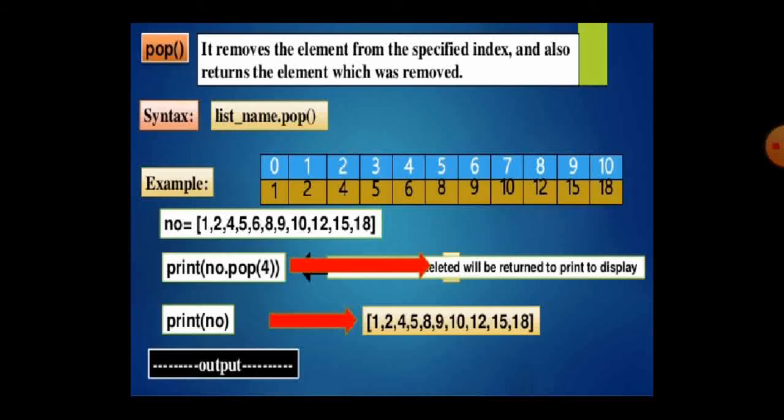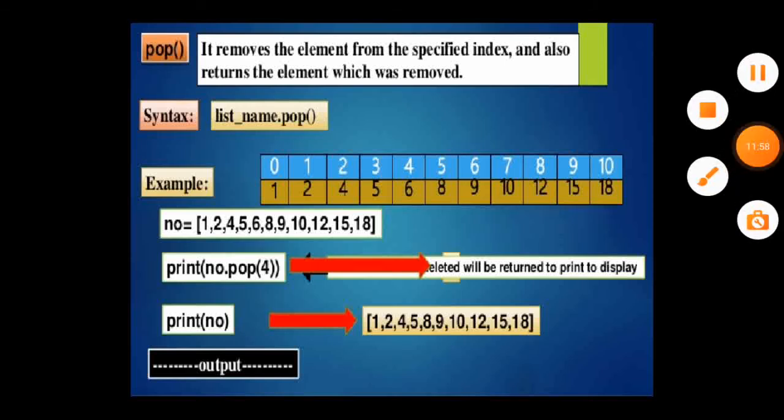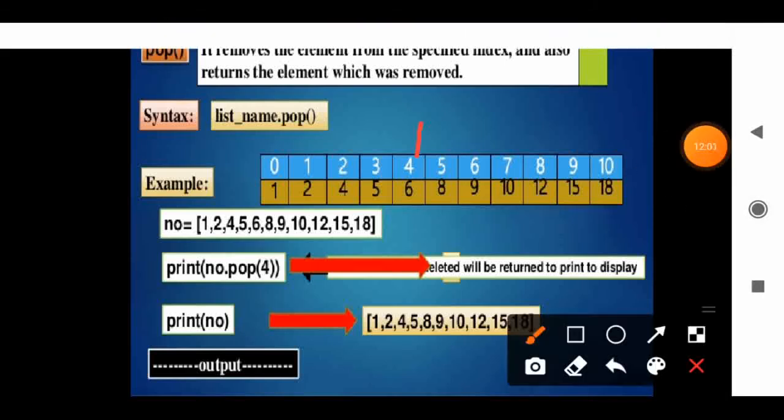Pop method. This function removes the element from the specified index and also returns the element which was removed. For example, no equals the list of values we have created in the variable no. print(no.pop(4)). What is the index value we have passed? 4. The value at that index is 6, so it will remove the element 6 and print the result.